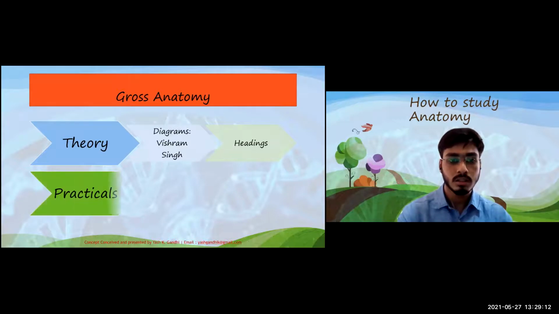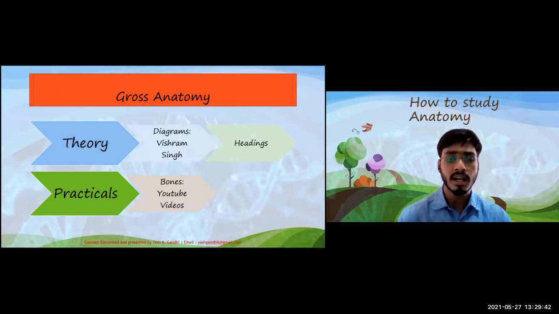Now next comes practical. In practicals, there are basically bones and dissections. That is your hard part and soft part. For the hard part, that is bones, what earlier students used to do is read from BDC. They used to gather in groups, purchase a bone set, discuss among themselves, and study the bones. You can still do these things if it is possible for you.